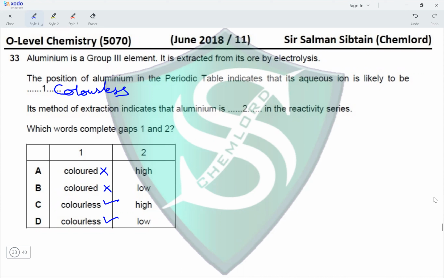And next, its method of extraction indicates that aluminum is dash in the reactivity series. So its method of extraction is electrolysis. So it should be placed higher up in the reactivity series, making option C correct and option D incorrect. Therefore, the correct option for this question is option C.